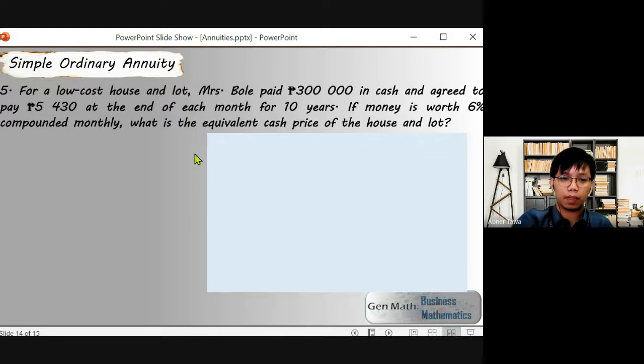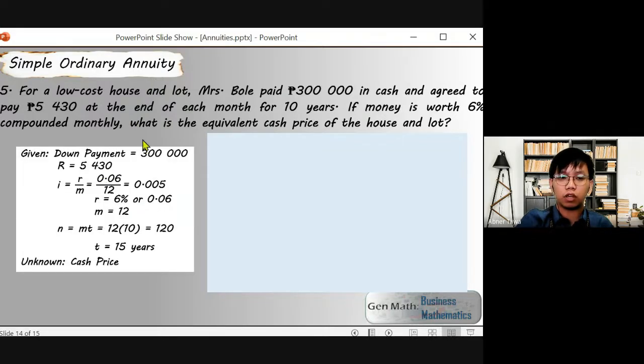Ayan. Total cash price, yung price ng house and lot the moment na binili na yung house and lot. Yun yung alamin natin. Okay, so we're going to have here the following given. Since nag-down payment na siya ng 300,000, yan na lang yung i-add natin dun sa present value ng ating annuity.